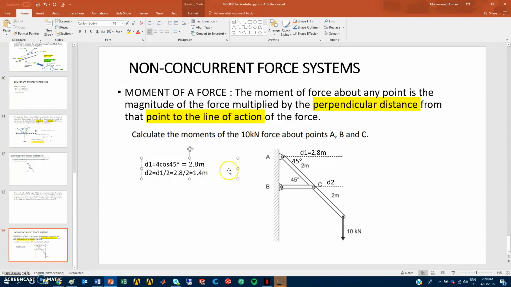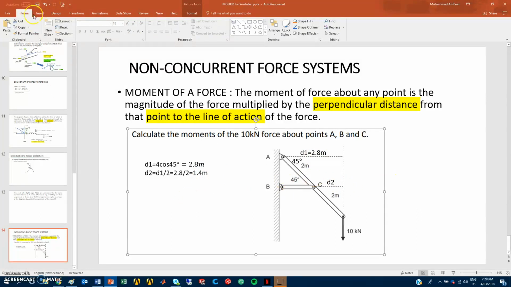Now you say, why is it 2.8 divided by 2? Because remember, this is 2 meters and 2 meters, so it's half the distance. If D1 is 2.8, this one will be half of that distance, which is 1.4 meters.